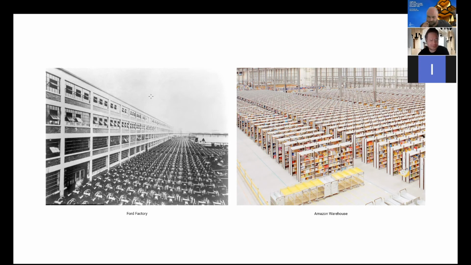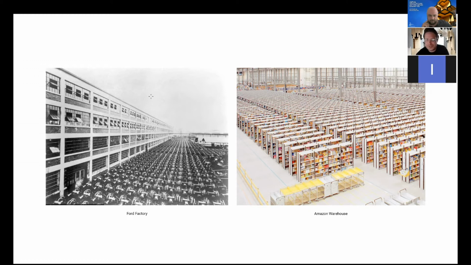Famously, the Ford factory paid its employees enough so that they could become customers of the Ford factory and buy their own car. Now that model has been replaced today by, probably, the Amazon warehouse as the quintessential example of automation or digital production. I think this image is the defining image of digital production.